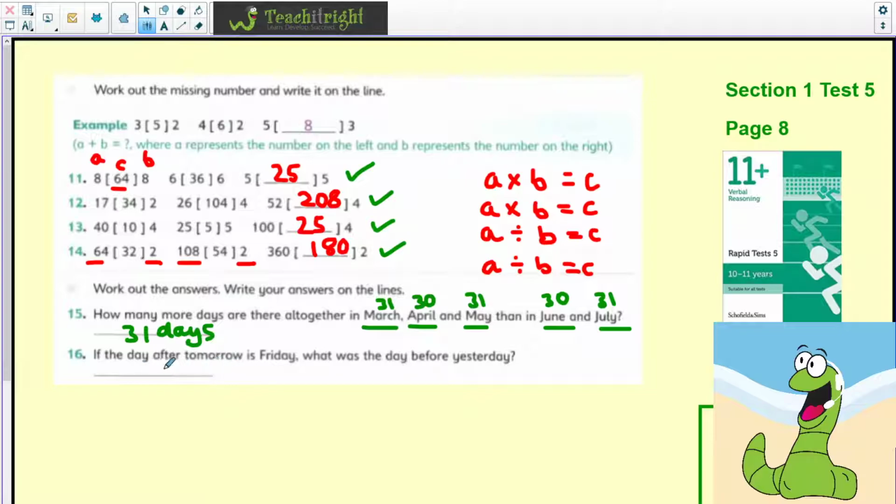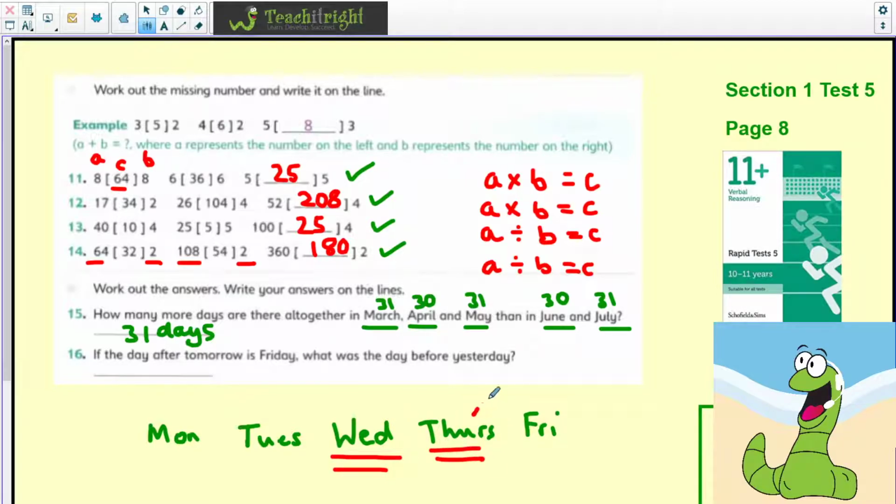If the day after tomorrow is Friday, let's just do the days of the week so we've got that laid out clearly, and it'll be easier to explain. I'm not going to do Saturday and Sunday because we don't need those 2 days, but if I just do the weekdays. This is the day we're on. Tomorrow will be Thursday, then Friday. What was the day before yesterday? Well, yesterday was Tuesday, so the day before Tuesday was Monday. So the answer is Monday.